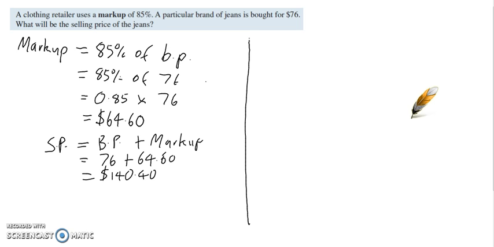However, there's another method. So remember before I said the original cost would be 100%? So we can use that concept to work it out. So we know that the selling price will be, equals the buying price plus 85%. And I've told you already the buying price is 100%.